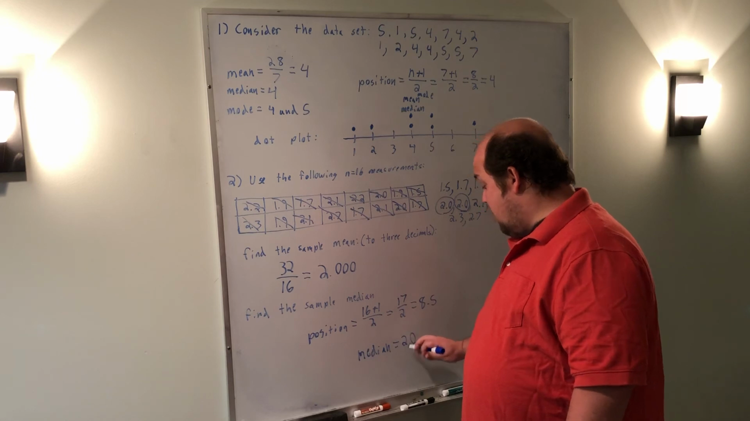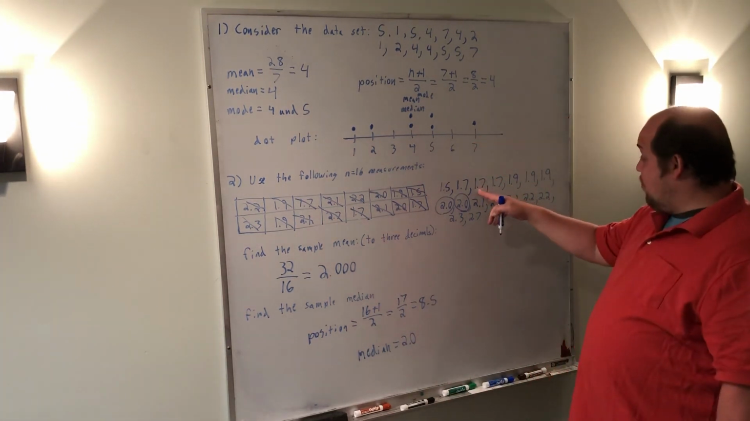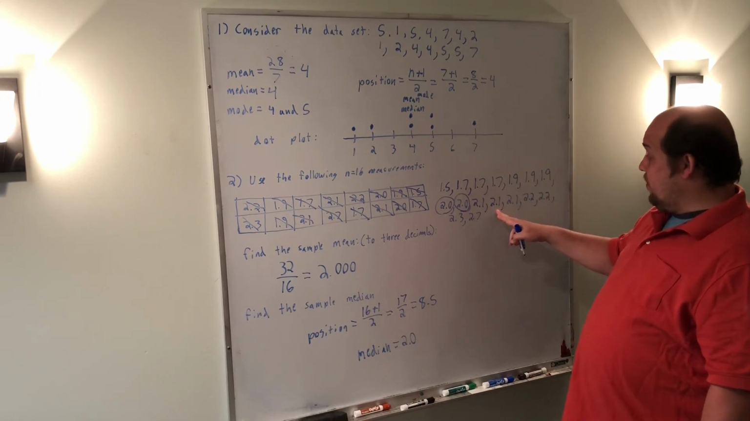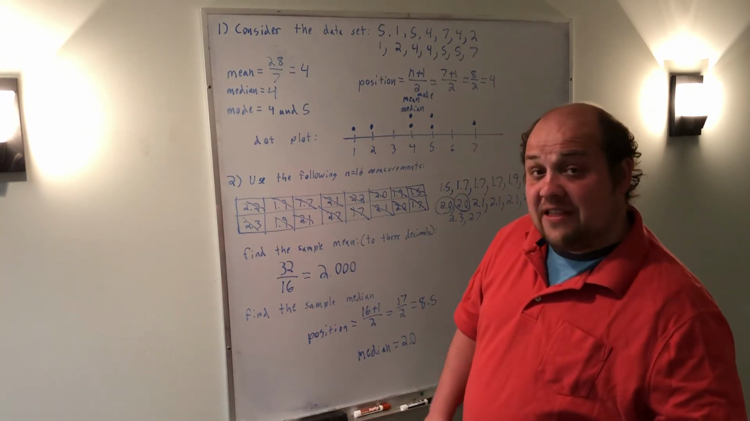equals 2.0. If I was asked to find the mode, here I have 1, 2, 3 things that occur 3 times. This would be a multimodal distribution, and I'd have to list all 3.